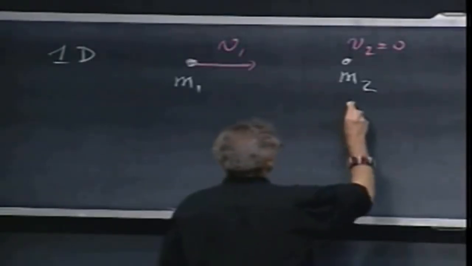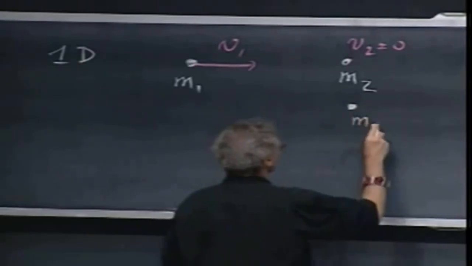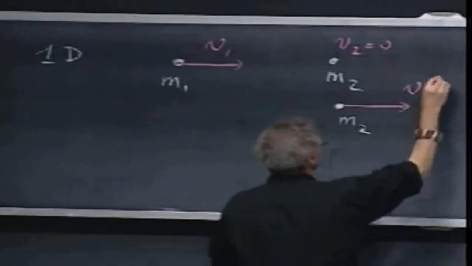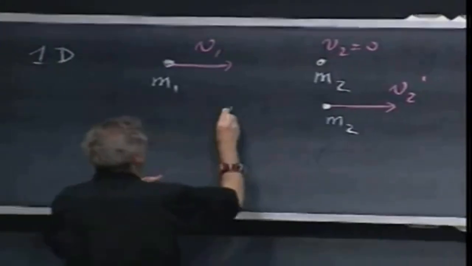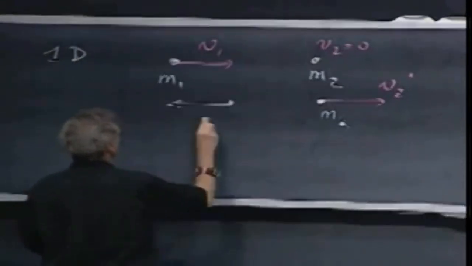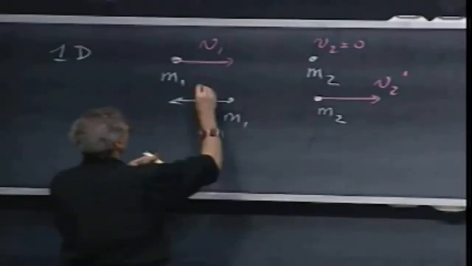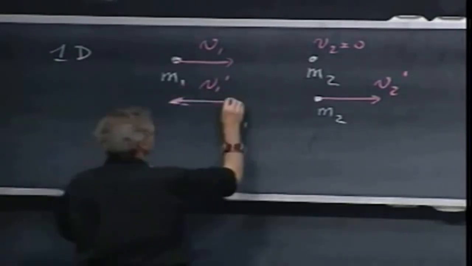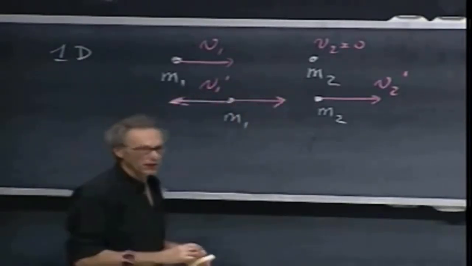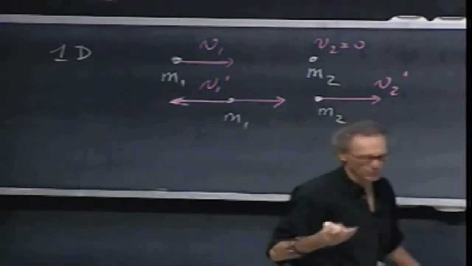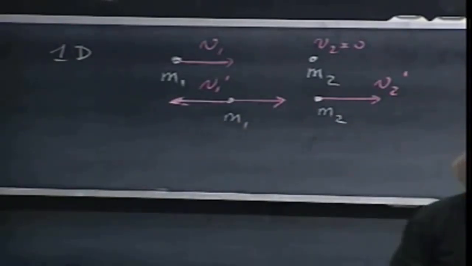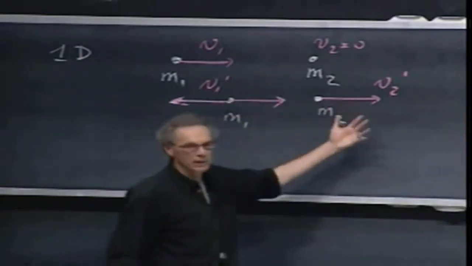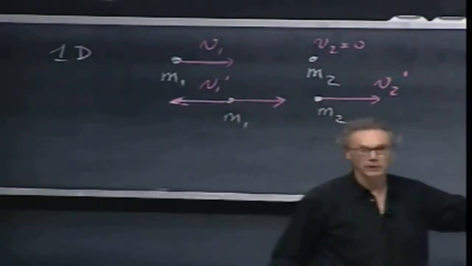After the collision, M2 has a velocity v2 prime, and M1, let it have a velocity v1 prime. I don't even know whether it's in this direction or whether it is in that direction. You will see that either one is possible. To find v1 prime and v2 prime, it's clear that you now need two equations.